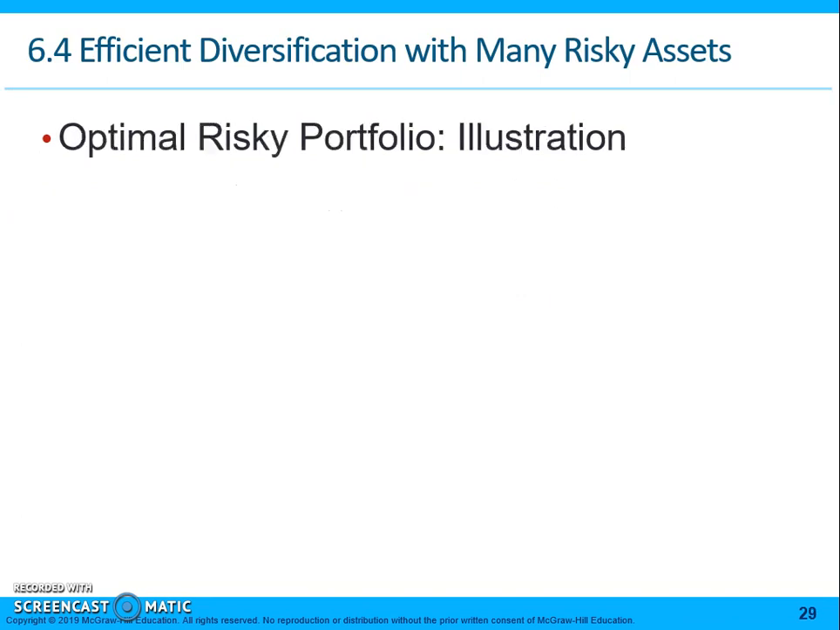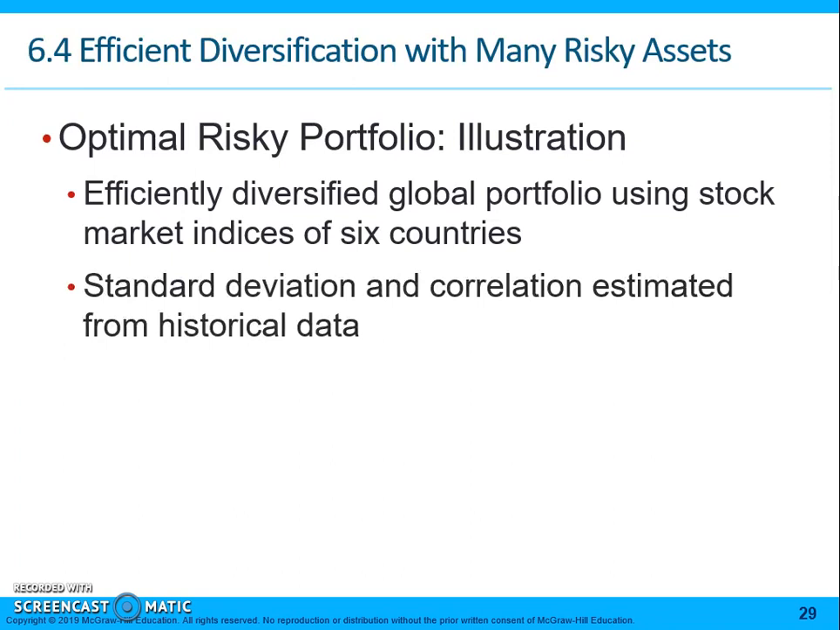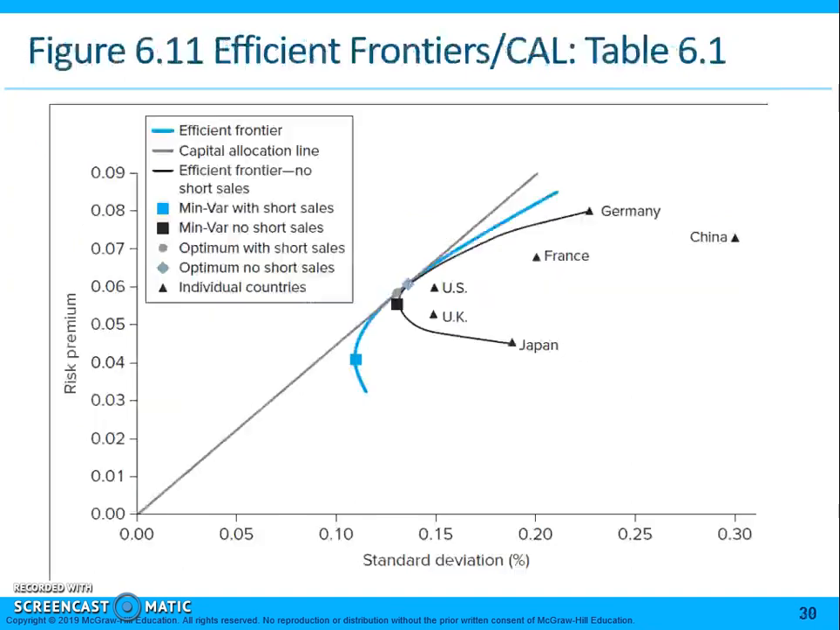So, optimal risky portfolio illustration: efficiently diversified global portfolio using stock market indices of 6 countries, standard deviation and correlation estimated from historical data, and risk premium forecasts generated from fundamental analysis. So here we have our risk premium on the y-axis, standard deviation on the x-axis. Since we're graphing against the risk premium, the intercept is 0 here, but we've got our efficient frontier.